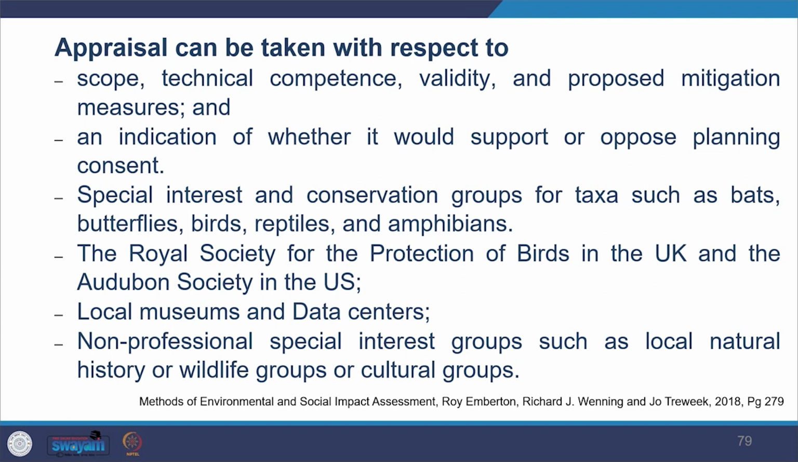So there are a range of special interest groups, and there can be specific interest groups also. Then there can be interest groups related with just species like bats, butterflies, bugs, reptiles and amphibians. For example, you can find the Royal Society for Protection of Birds in the UK, and then you can also find the Audubon Society in the US. Then you can also find local museums and data centers which can be helpful for you. And then there can also be non-professional special interest groups like local natural history or wildlife groups or cultural groups, which can be helpful for reviewing your EIA report.